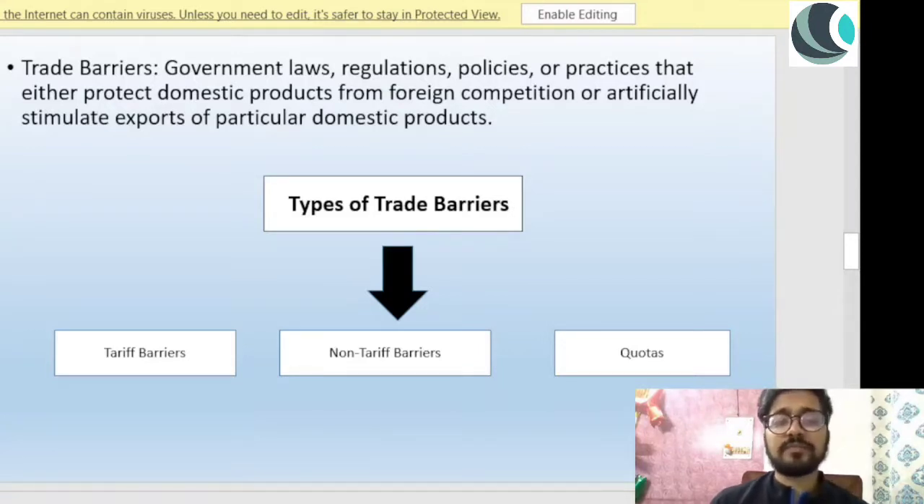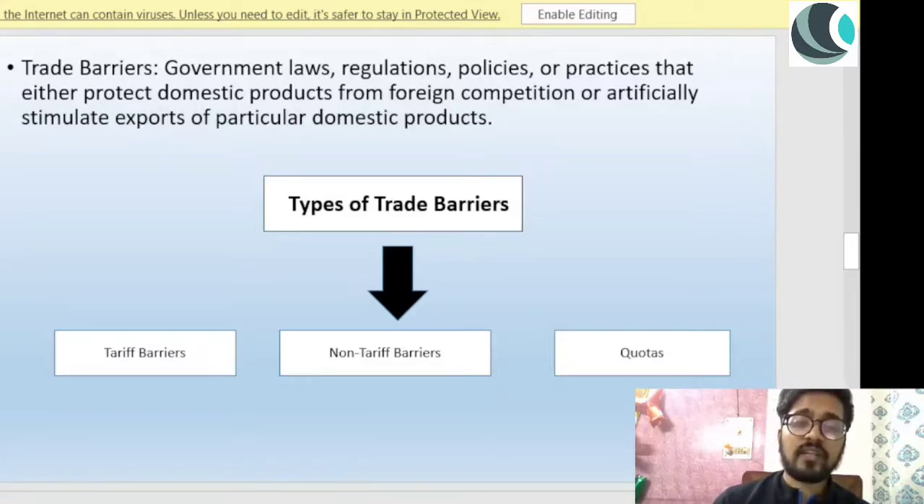So how are the barriers imposed? They are imposed generally by the government, right? So the government has put up some new law, some new regulation. There are a few policies or practices, and the reason behind this is to either protect the domestic product from foreign competition. So I can give you an example for this.